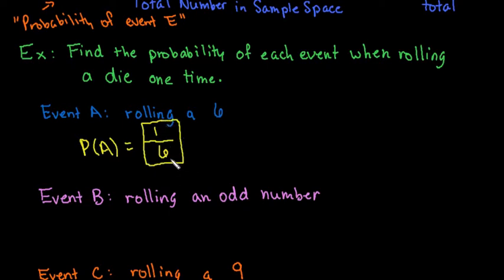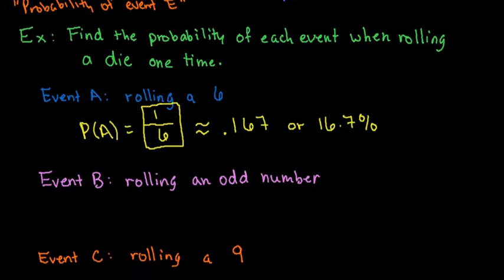In this case, it's easier just to leave it as a fraction, but it is possible to also express this as a decimal. So if it asks for a decimal, you would just take 1 divided by 6, which is 0.167 approximately. Or you can also express this as a percent. This could be expressed as 16.7%. So this is the probability of rolling a 6.